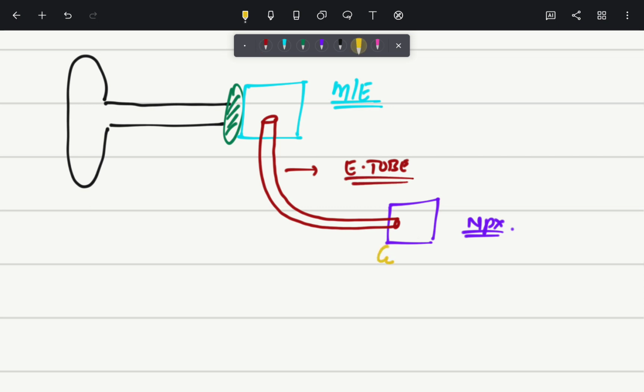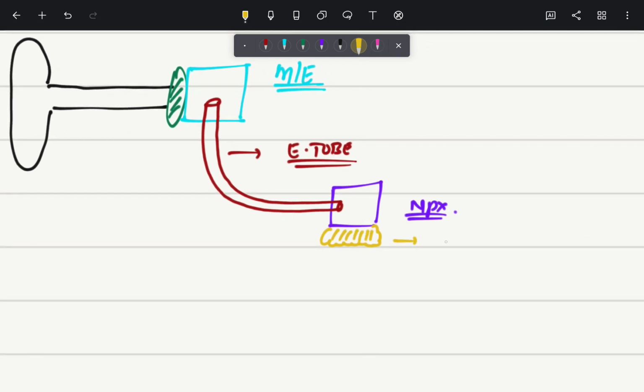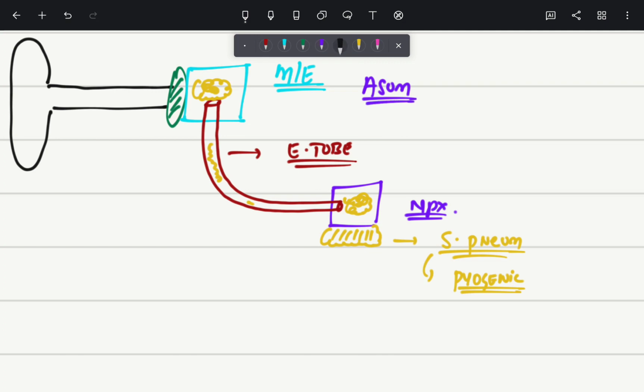Now imagine there is infection of the nasopharynx. Unfortunately, this guy got cold, and during cold you get the bacteria such as your Streptococcus pneumoniae. Streptococcus pneumoniae is a pus producing bacteria, hence people call it as your pyogenic bacteria. Now this Streptococcus pneumoniae will infect the nasopharynx, and from the nasopharynx via the eustachian tube it will enter the middle ear and infect the middle ear, and this is known as your acute suppurative otitis media. And this acute suppurative otitis media can lead to a complication called as your acute mastoiditis.